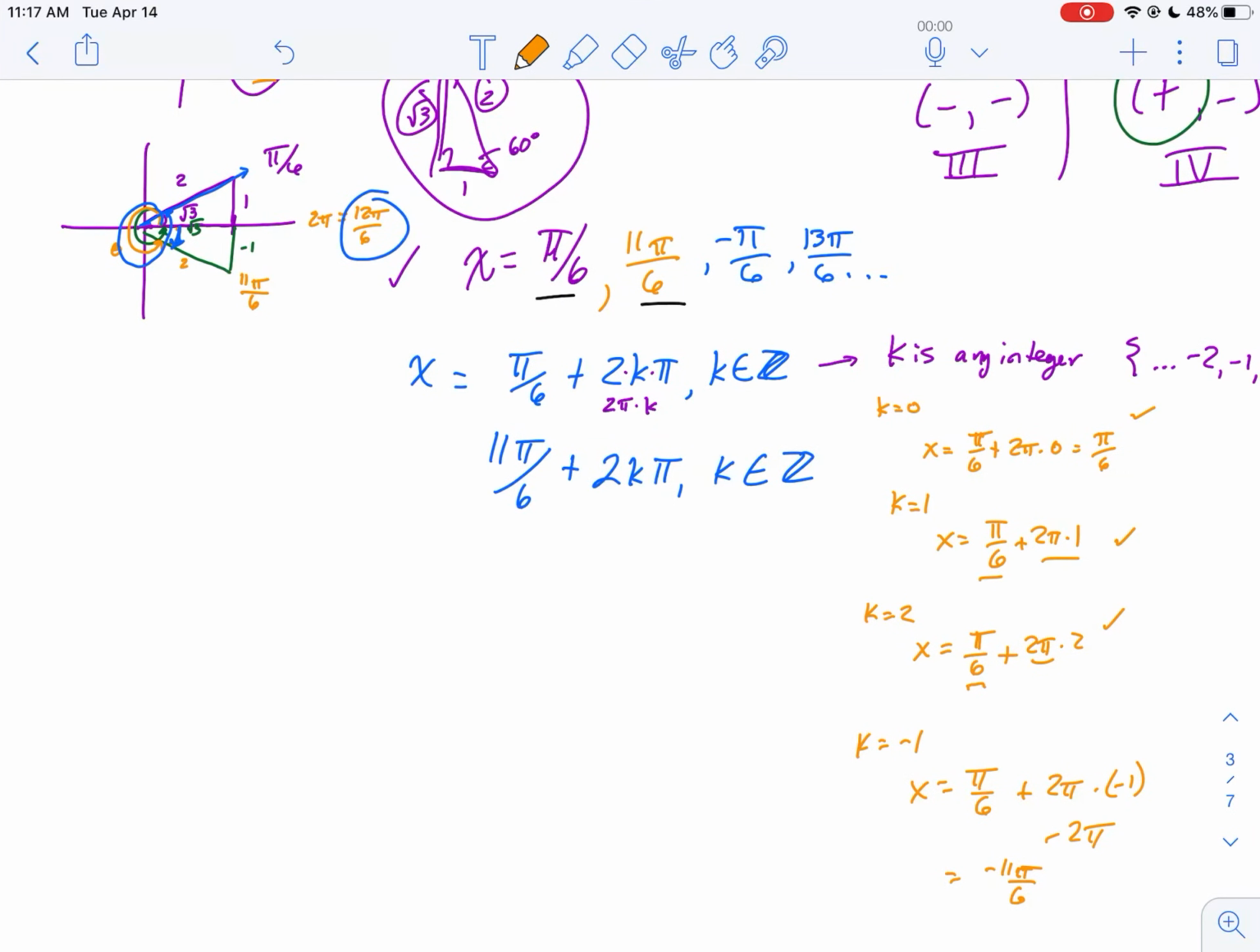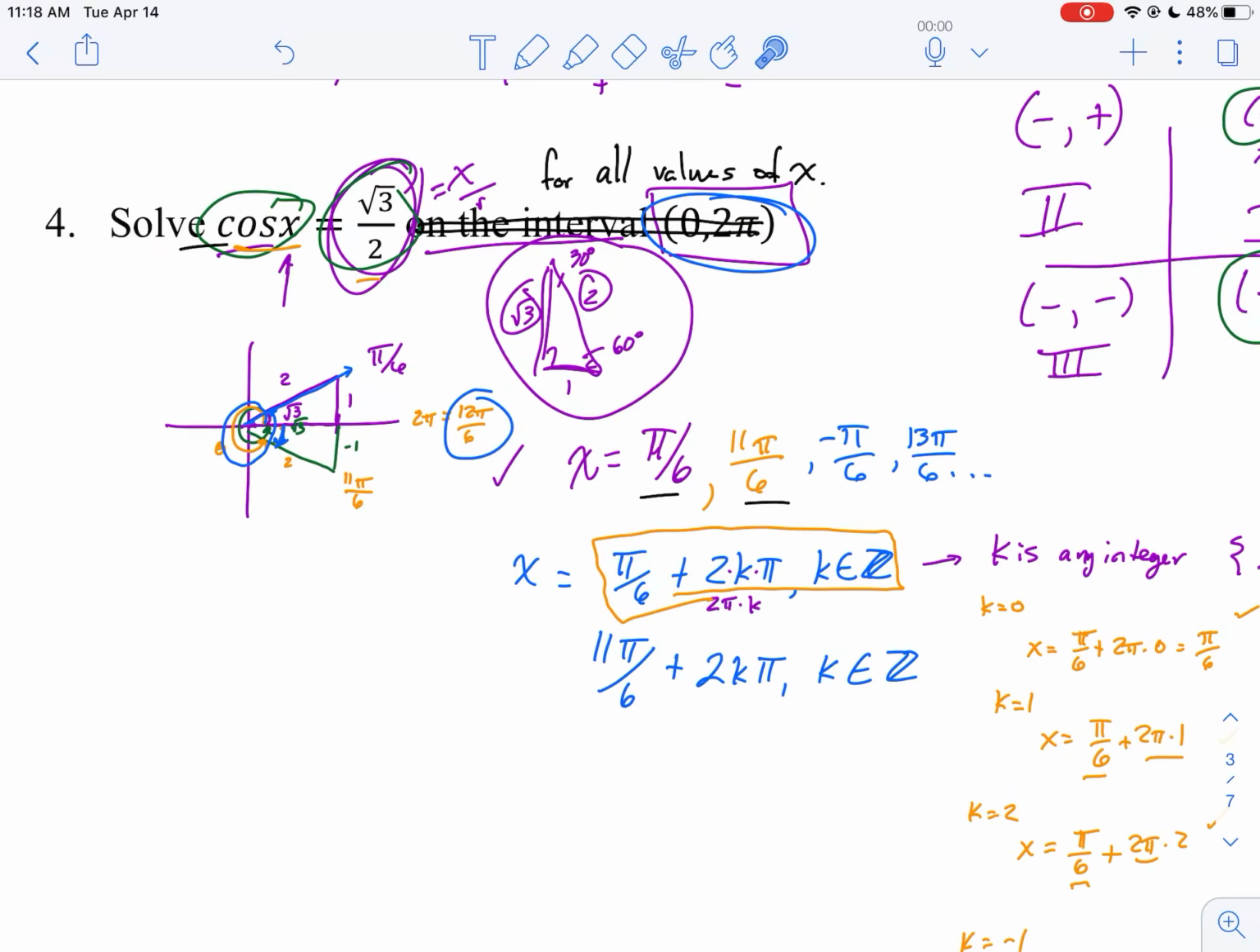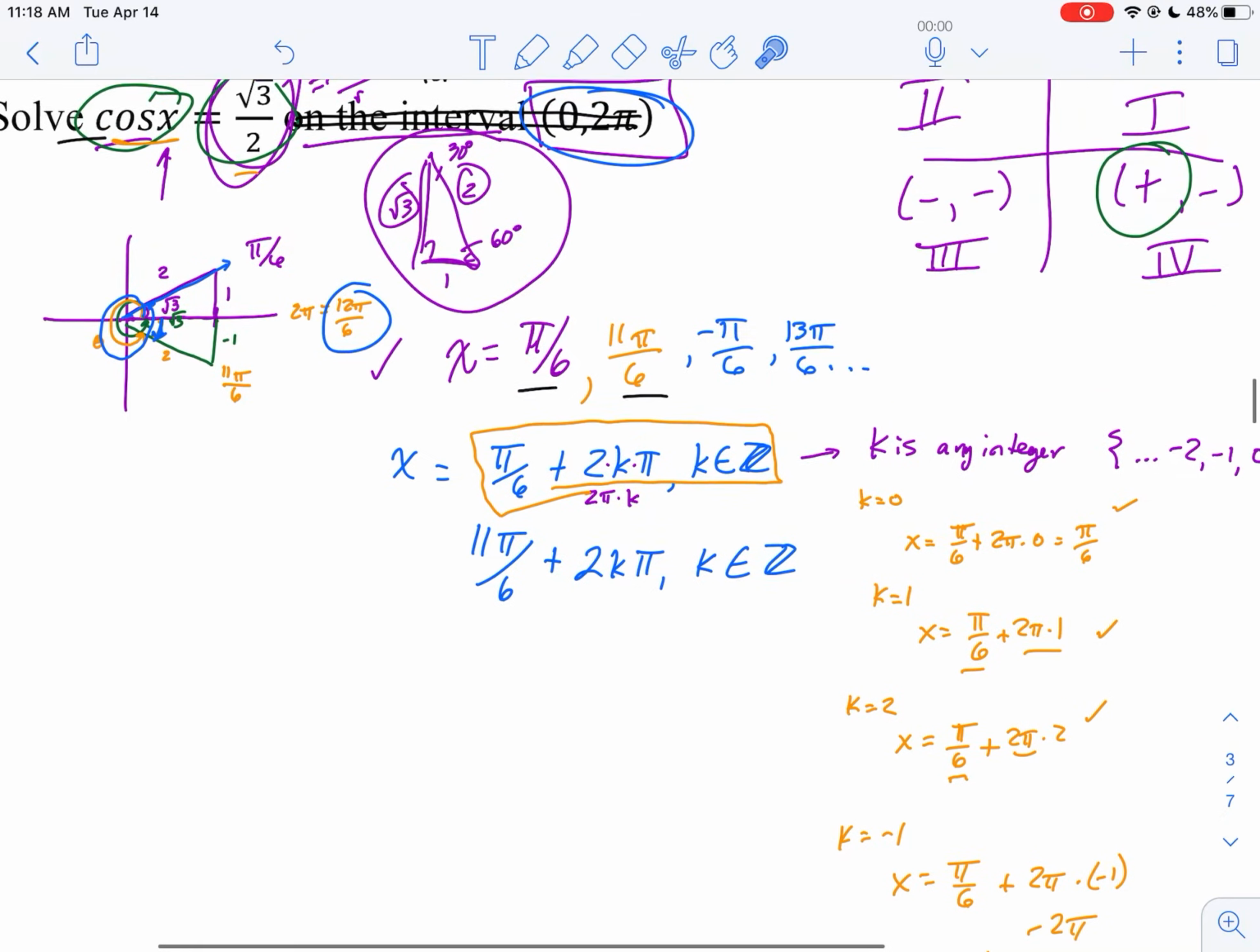Pretty cool, huh? So this little format, which is kind of complicated, but it really is going to give me all solutions that are coterminal with pi over 6. Now, if you didn't follow all of that, it's not the end of the world. Just know that when you're solving for all values or solving and it doesn't give you an interval, you just tack on this 2k pi.